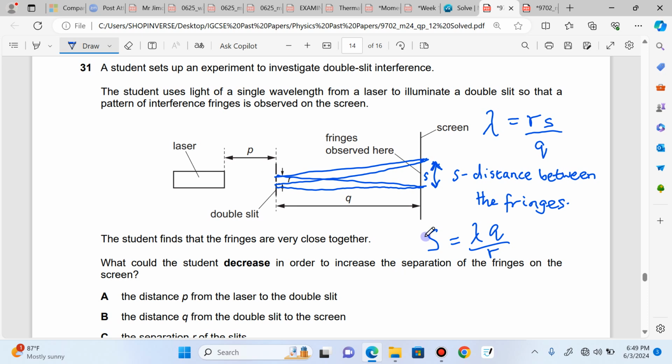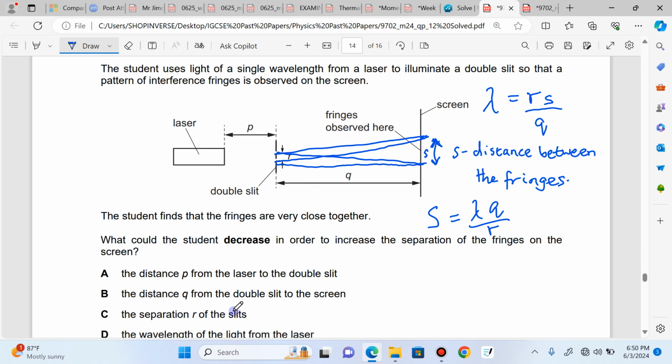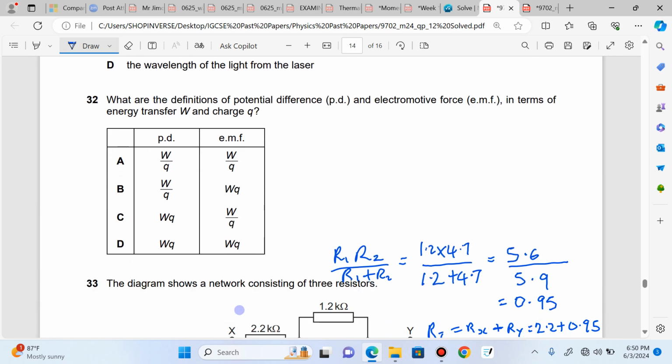So in order to increase the separation of the fringes, since wavelength is constant, you either increase the distance between the double slit and the screen, which is Q, increase Q, or you decrease R, decrease the distance between the two slits, okay? When you decrease the distance between the two slits, then S can increase. So either decrease this, increase this. This one is a constant. So what can you decrease? That's the denominator. Decrease the distance between the slits, okay? That's the separation R of the slits. That's all. So from the formula, you can always get the answer to that.